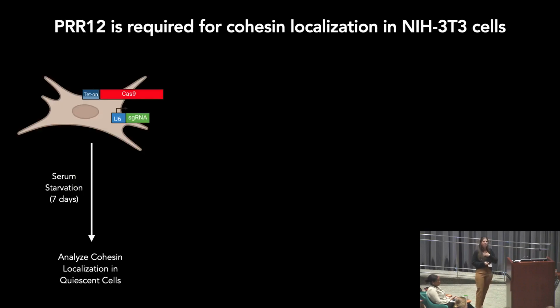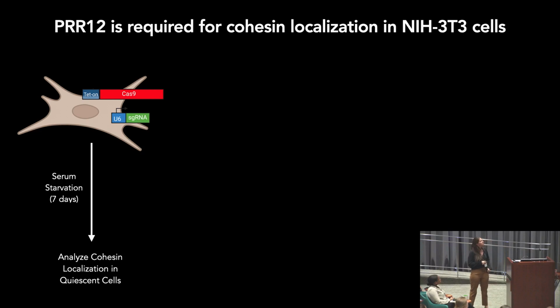At heart, I'm a microscopist, and so I wanted to answer this question using that approach. What I wanted to do is generate a cell line that I can knock out PRR12 in. I use an inducible knockout system. But okay, I want to study cohesin. We know cohesin is really important to cells. It's going to be really hard if loss of this protein does confer a problem to cohesin and the cells are just going to die.